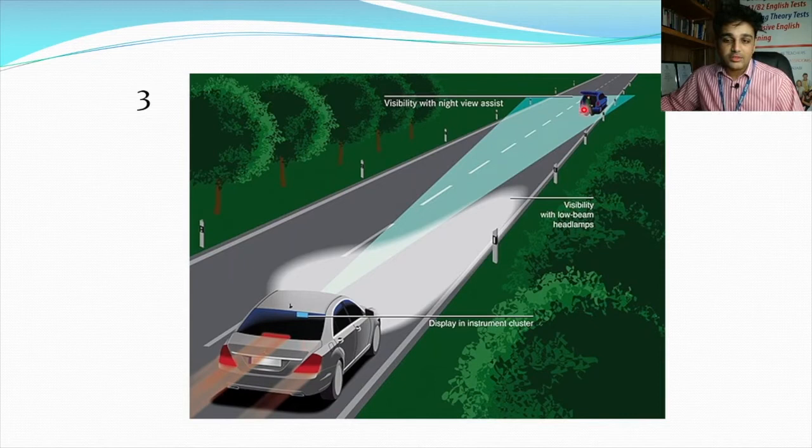As you can see, there are no street lights, so he's got to put on his lights. This white light is called the dipped light. This blue light is called the full beam headlight. The full beam headlight is the brightest light and the dipped light is your normal light.